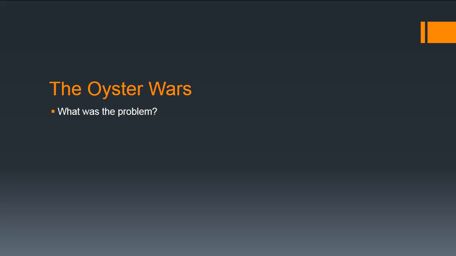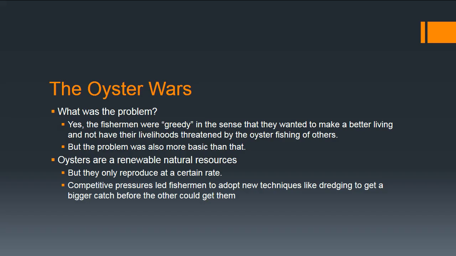What was the problem? Why such violent competition? Well, yeah, okay, the fishermen were greedy in the sense that they were trying to make a living, and they didn't want to have their livelihoods being threatened by the oyster fishing of others. But the problem was also more basic than that, right? Oysters are a renewable resource, but they only reproduce at a certain rate.